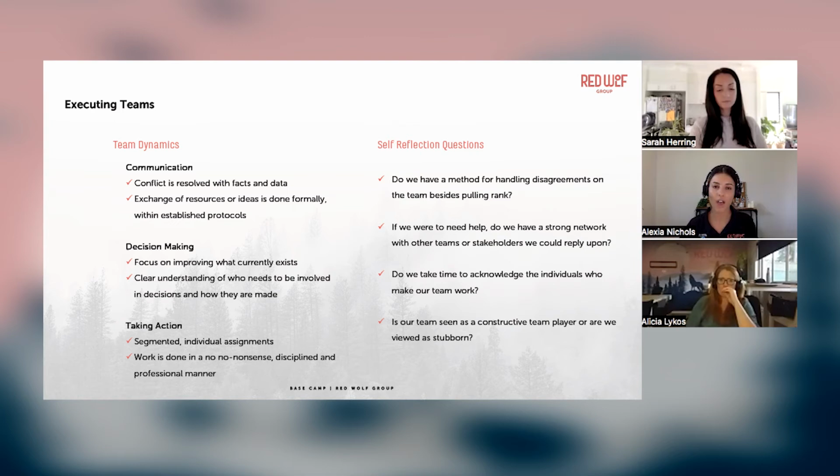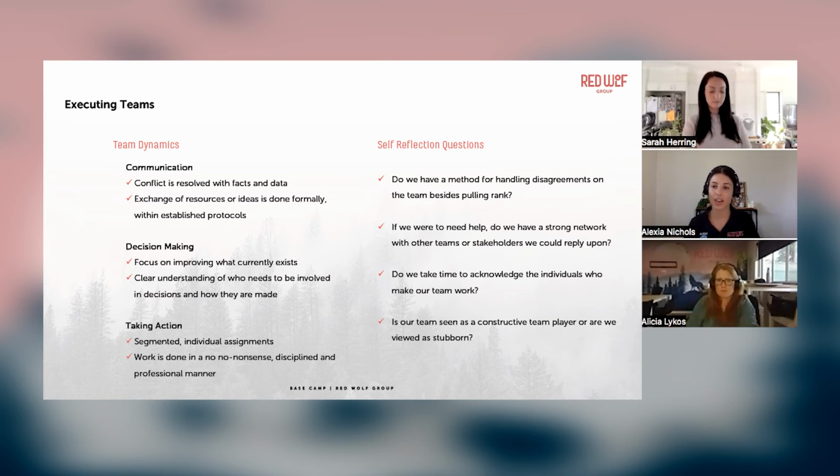Now, I've also got just some self-reflection questions that you could actually ask this type of team. And this might be relevant for some of you if you work in an executing team or if you have an executing team in your business. But when we're looking at these self-reflection questions, you might want to ask around, do we have a method for handling disagreements on the team besides pulling rank? If we were to need help, do we have a strong network with other teams or stakeholders that we could rely upon? Do we take time to acknowledge the individuals who make up our team?